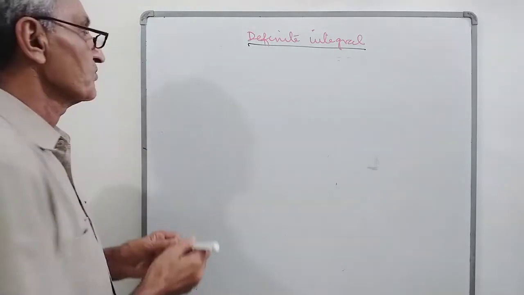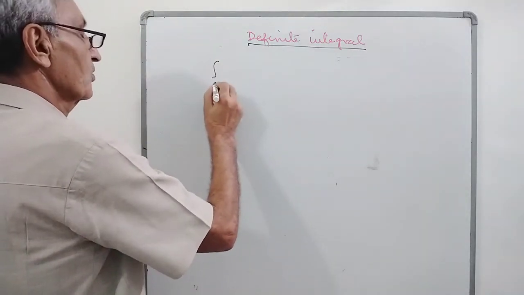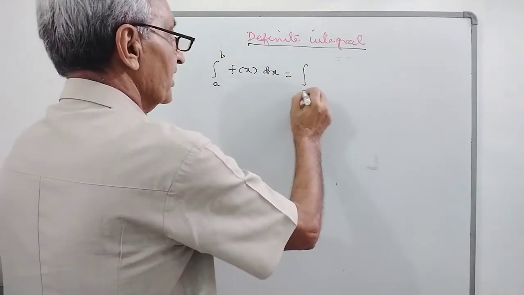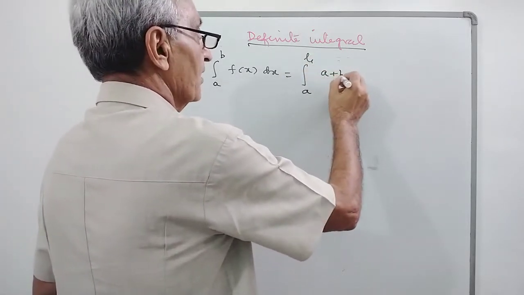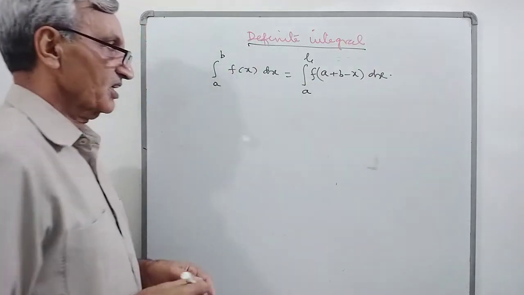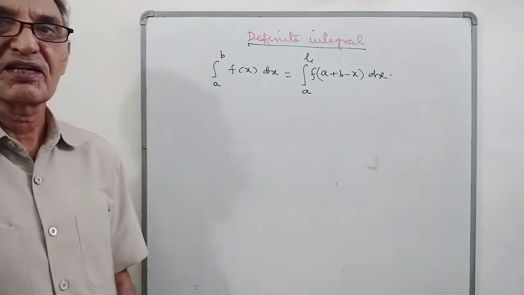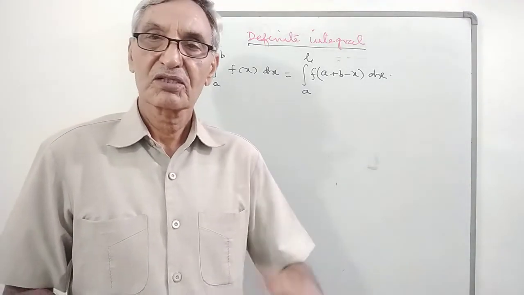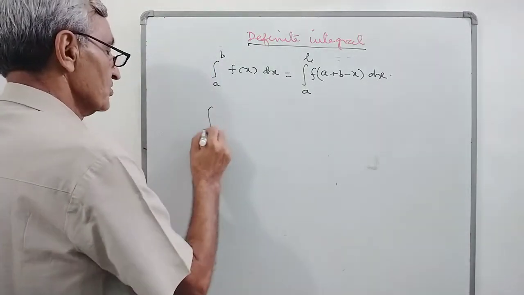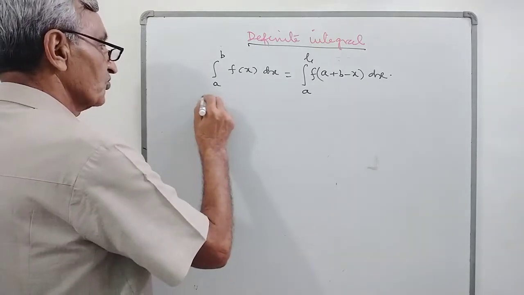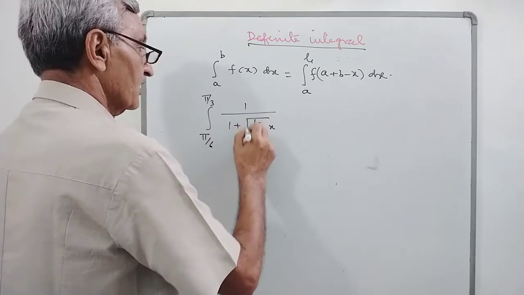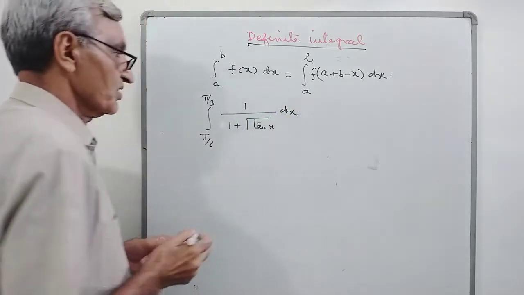The question was integral from a to b of f(x) dx. I did in the earlier one that it is equal to integral from a to b of f(a plus b minus x) dx. I did this one. This is equal to this. This property I did in my earlier video. Based on this, we have done a question, suppose integral from pi by 6 to pi by 3 of 1 over 1 plus this under root. What is the value of this?